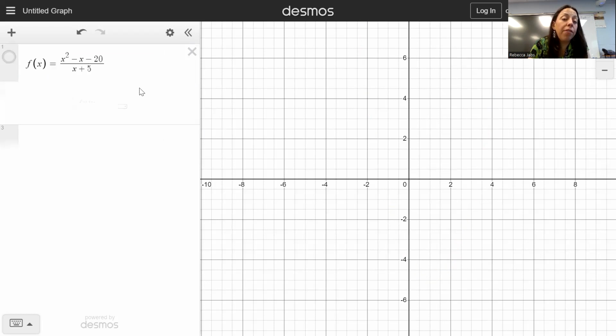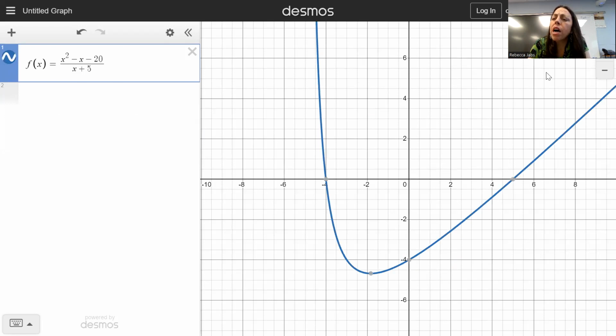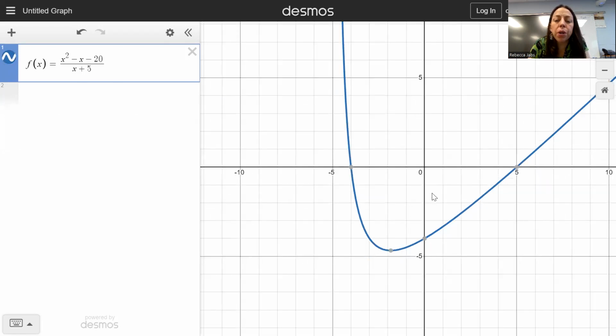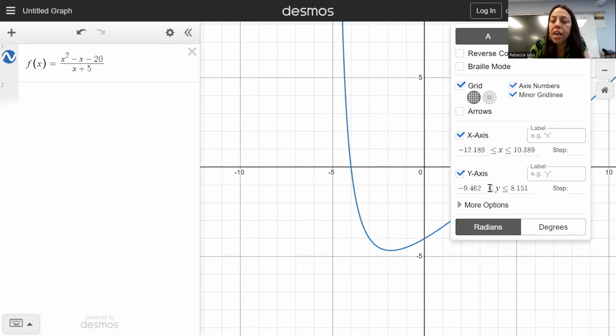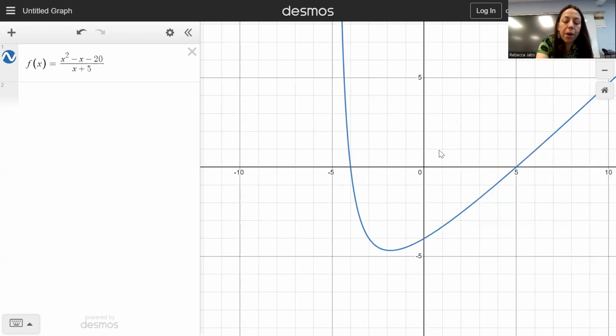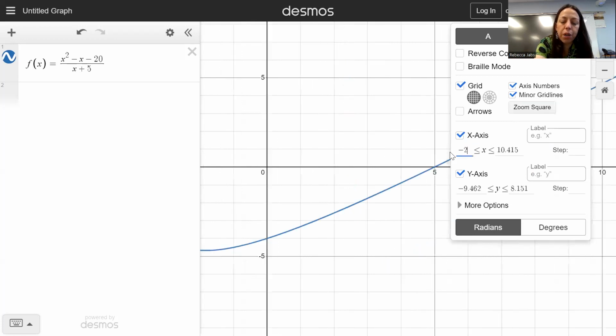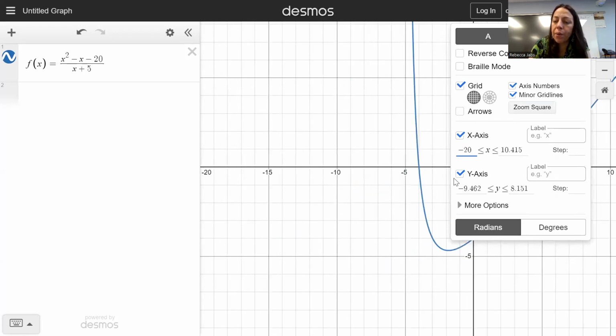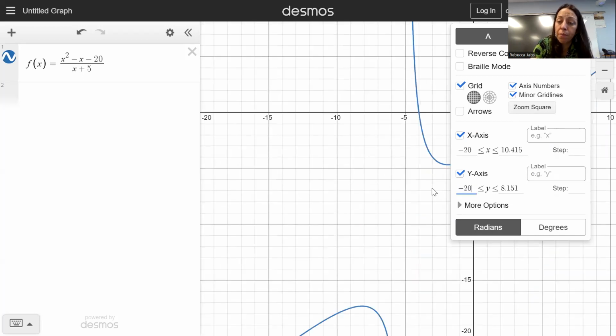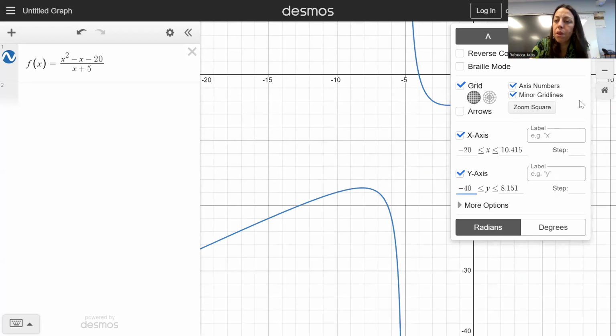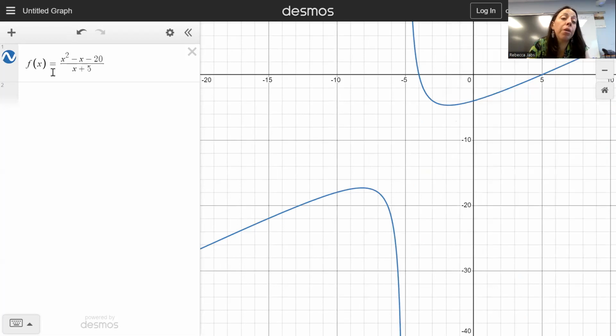I'm going to delete that graph. I'm going to turn this graph on, but I'm going to have to zoom my graph out a little bit. And I would like to zoom it out. There we go. Those gray marks I like a lot better now. And I'm going to do one other thing though. I would like the x-axis to go to about -20. And I would like the y-axis to go to about -20 to 40.